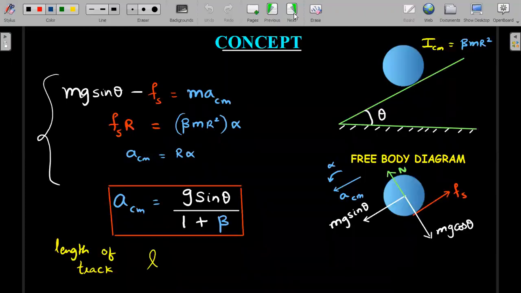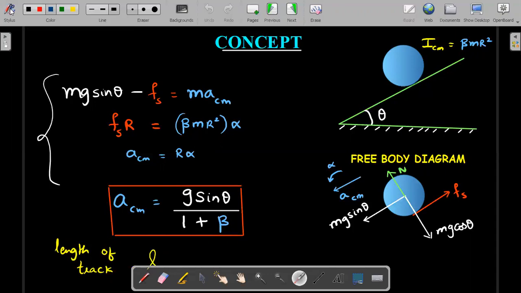First we'll go ahead with understanding the concept that would always be helpful in the rolling of any round object down a rough inclined plane. Here you can see I have drawn a general side view of that inclined plane, and a round object's moment of inertia about its center of mass axis, the axis of rotation that I'm talking about. Let me represent it as beta times mr square.